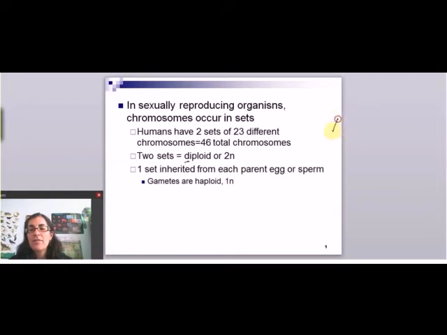So if you have a haploid egg and it gets fertilized by a haploid sperm, that's going to get you back to the diploid zygote, which is the fertilized egg, and that will eventually become, of course, the diploid adult. So this cycle of having haploid cells that combine together to form a diploid cell is part of the sexual reproductive process.